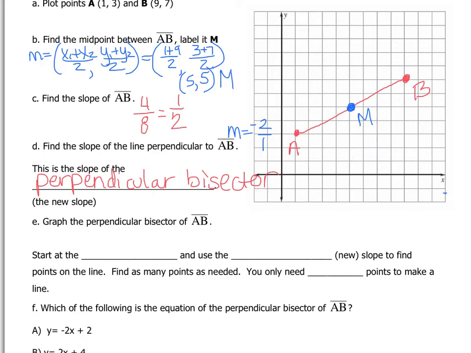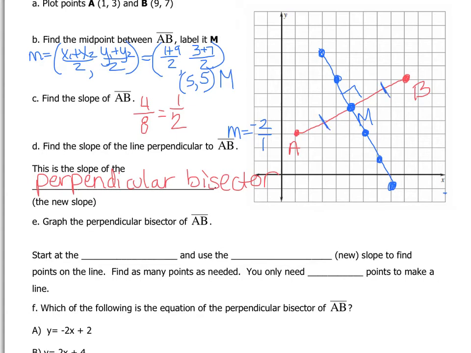So if we go here, it's a -2. So if we go down 2 right here and back 1, down 2, back 1, down 2, back 1, down 2, back 1. And then you can also go the other way. You can go up 2, backwards 1. And there, what you've created is indeed perpendicular because the slopes are opposite reciprocals, and you found that M is the midpoint.